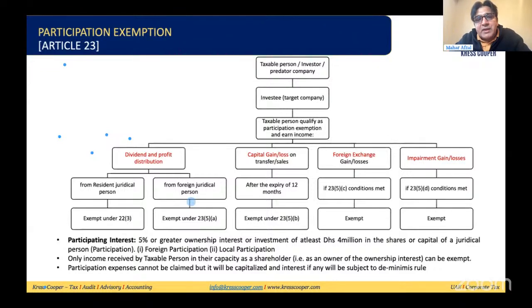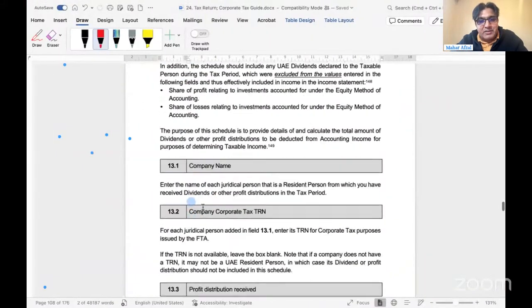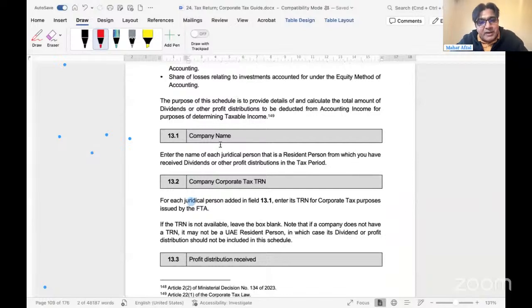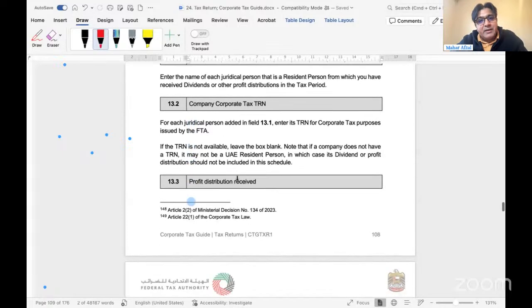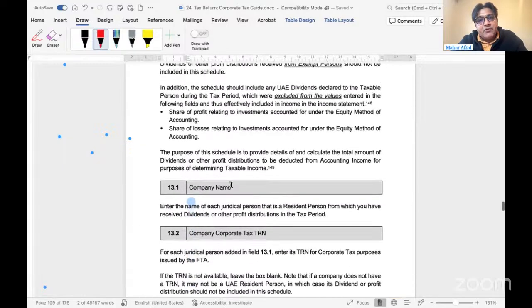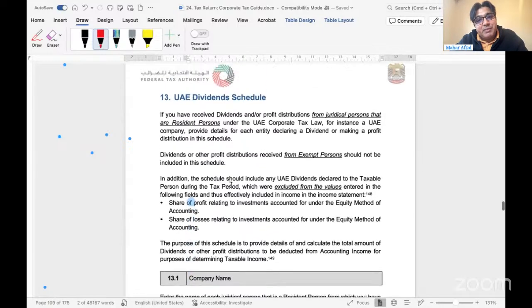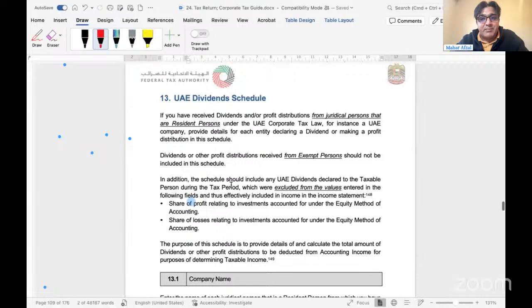So what are the questions they can ask? What is the name of the resident juridical person? What is the TRN? What is the address? Now, after discussing this basic, let's go back to the question given in the return schedule. Company name, from which you are getting the dividend. This company will be a resident juridical person. TRN, profit distribution received. These are the basic questions. The objective is basically, if you are getting the dividend from resident juridical persons, it is straightforward exempt, and they are getting the basic information of that resident juridical person, and how much dividend you have received from this resident juridical person.